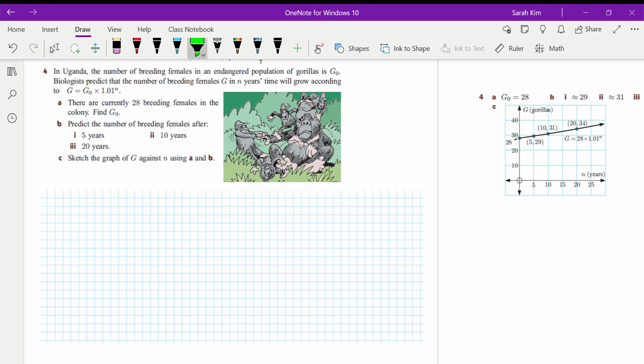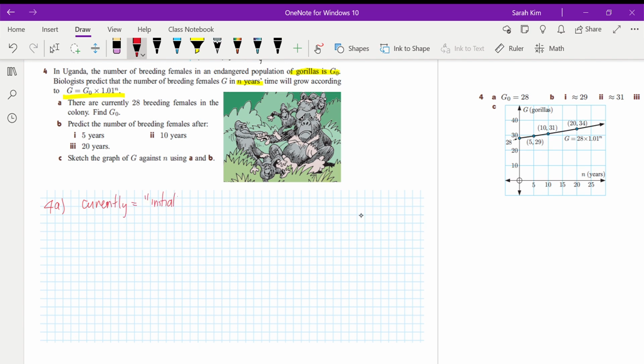Number of breeding females in an endangered population of gorillas is G0. Biologists predict that the number of breeding females in N years' time will grow accordingly. There are currently 28 breeding females in the colony. Find G0. So currently, meaning before they have started to evaluate anything, is the same thing as initially.